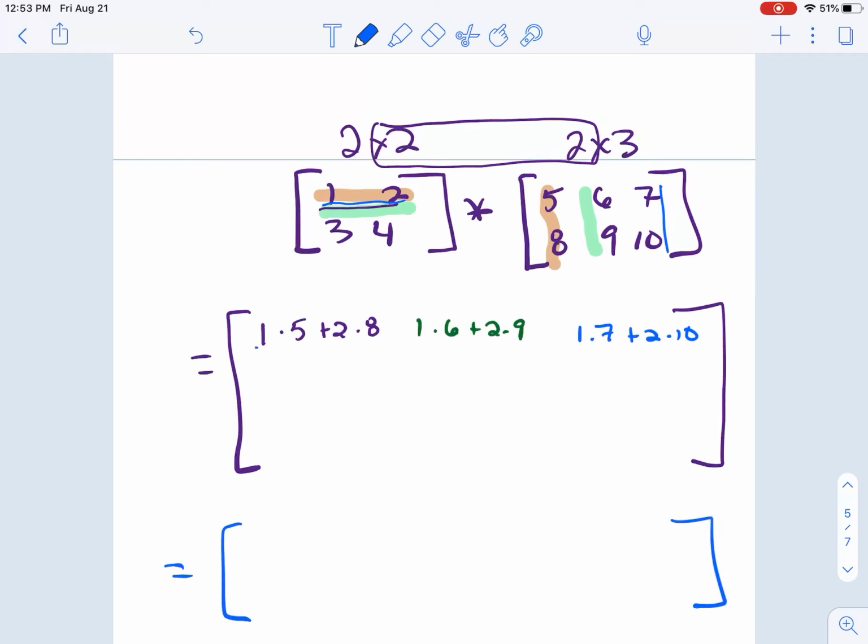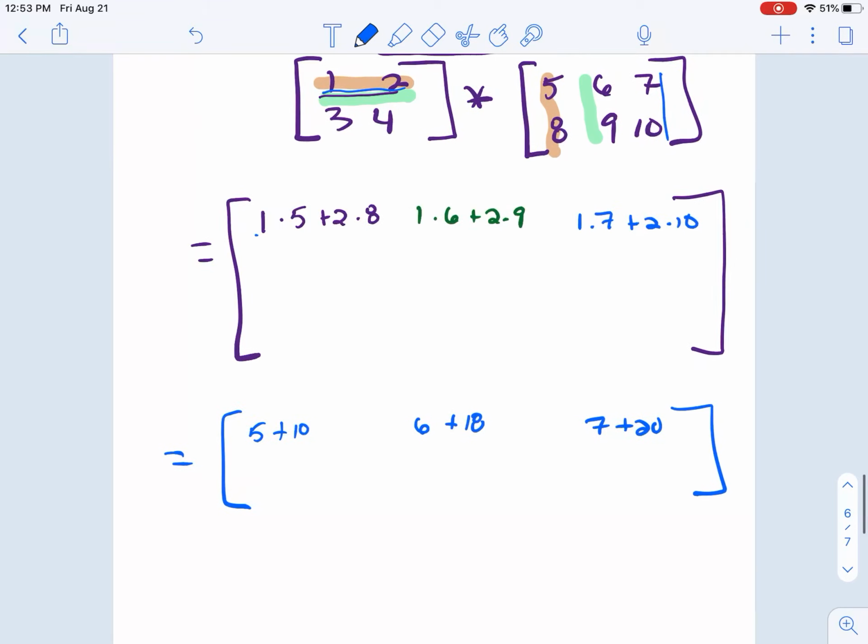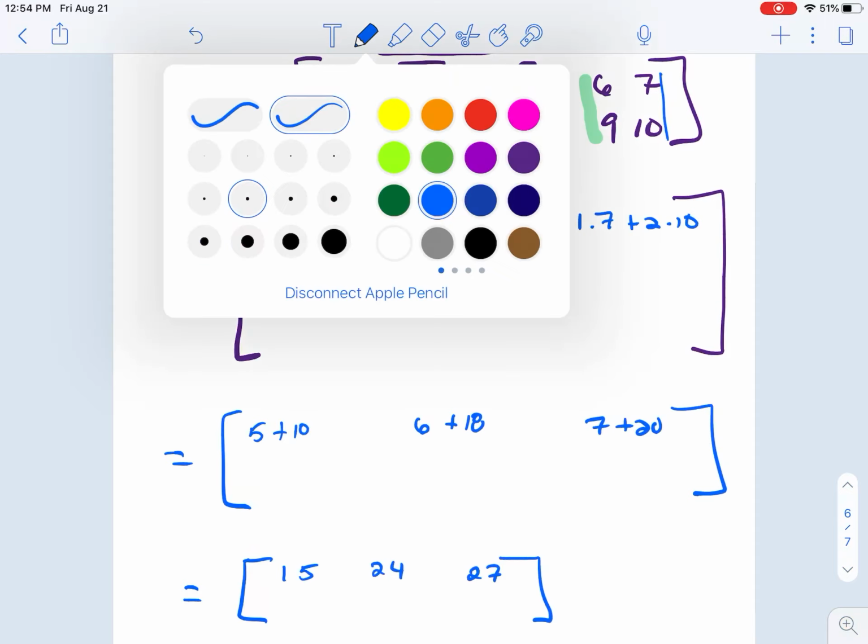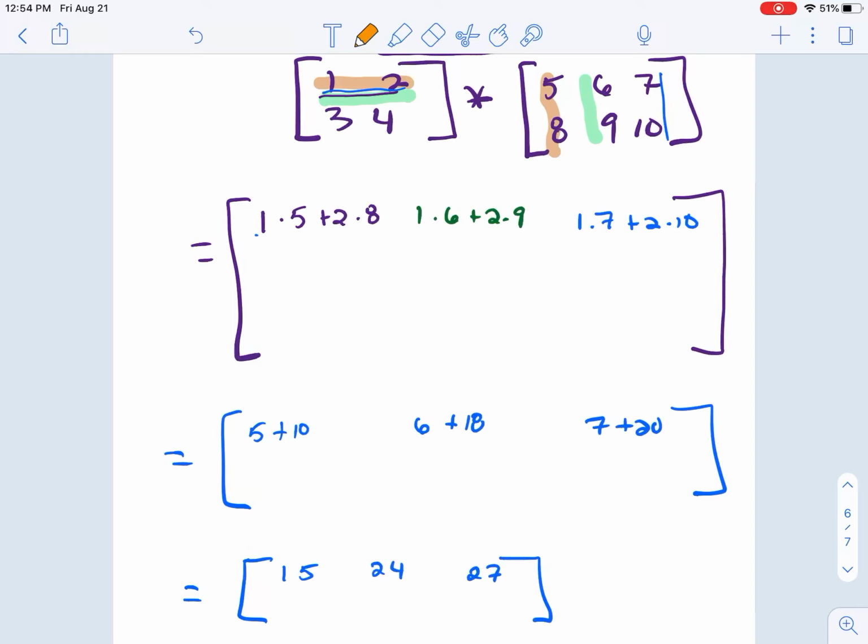And then if you want to simplify that, you can. So I have 1 times 5, so I have 5 plus 10. Then I have 6 plus 18. Then I have 7 plus 20. And then my top row, if I keep simplifying, would be 15, 24, 27. Okay? Then I have to go back through and do it all over again, but with the next row.